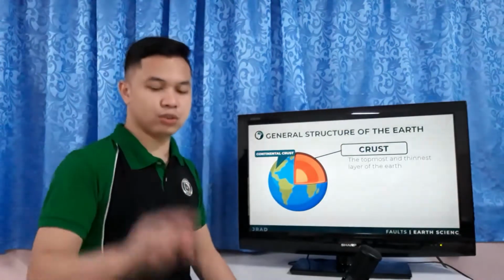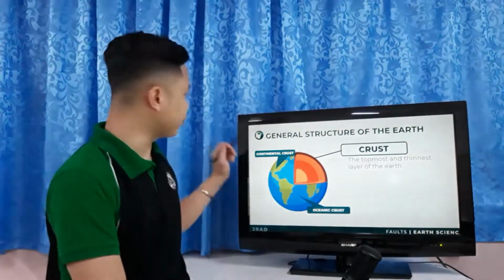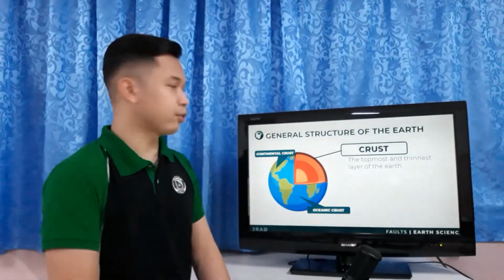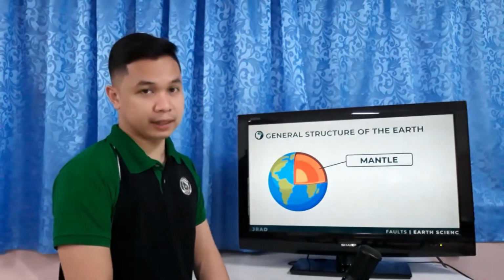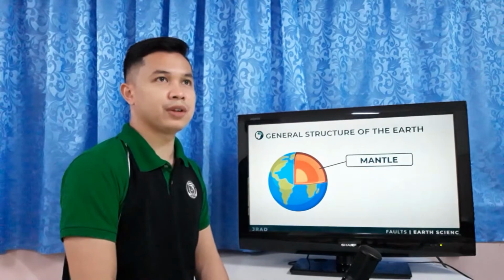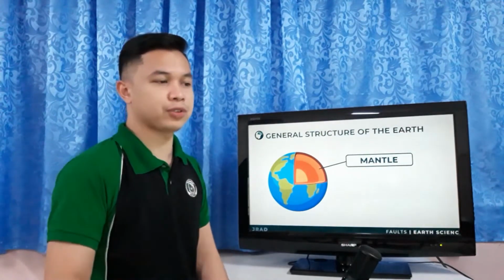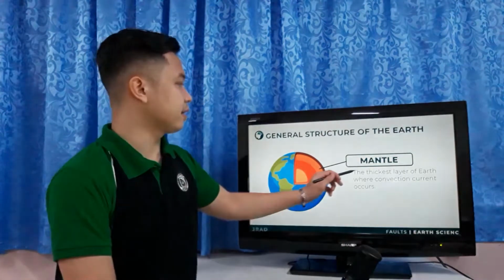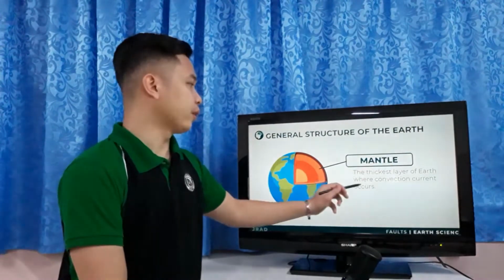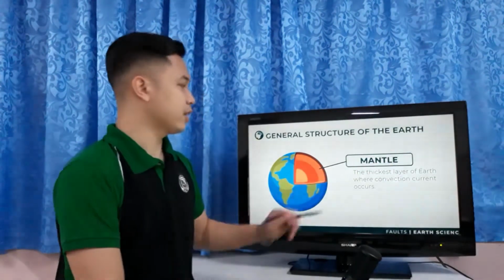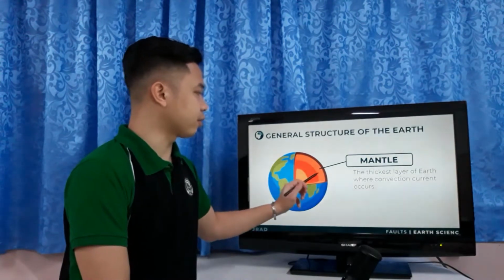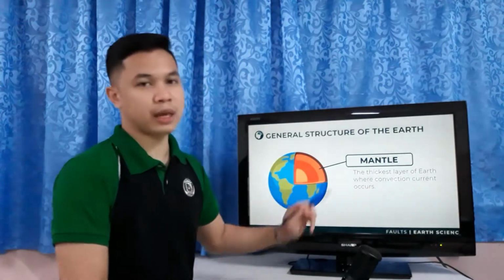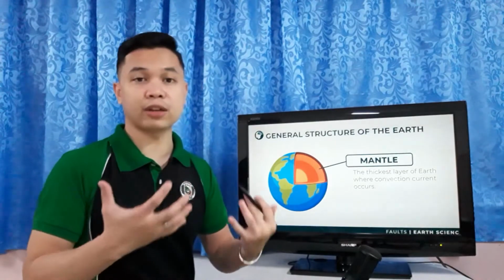So we have two types of crust: continental crust and oceanic crust. Okay? Next, let's proceed to the mantle. This is what I was calling the white portion of the egg. This is the thickest layer of the Earth where convection current occurs, and the reason why we have this movement of tectonic plates.